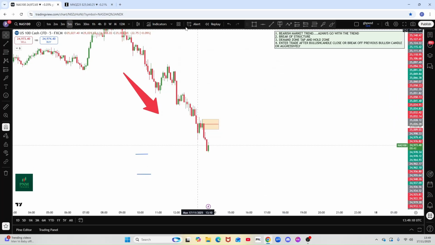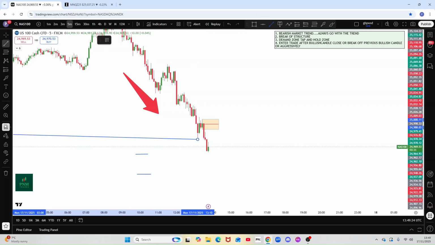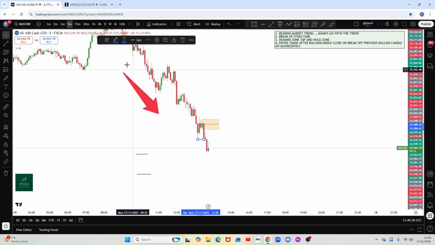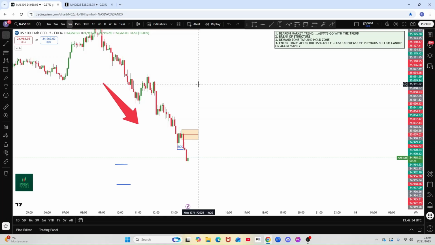Next thing is the break of structure, which we have right here. Let me turn this off. You have a break of structure right there. So price seems to be pushing down.